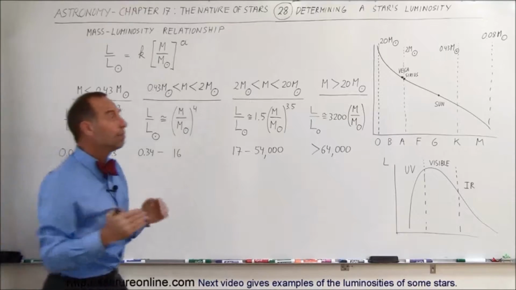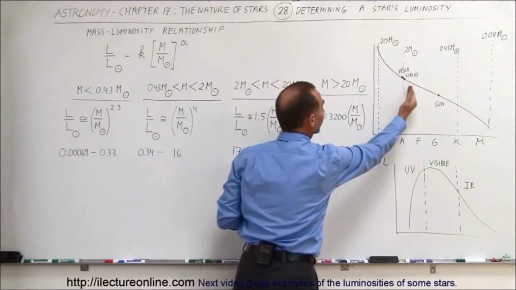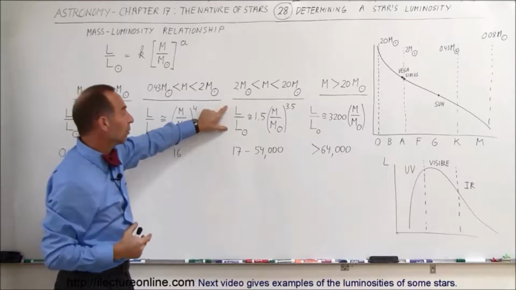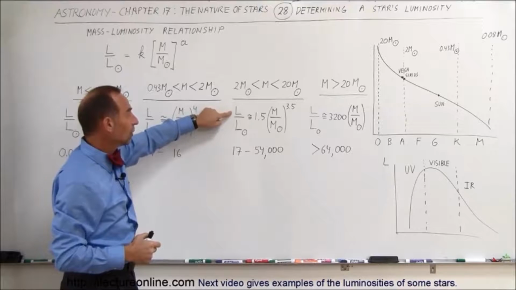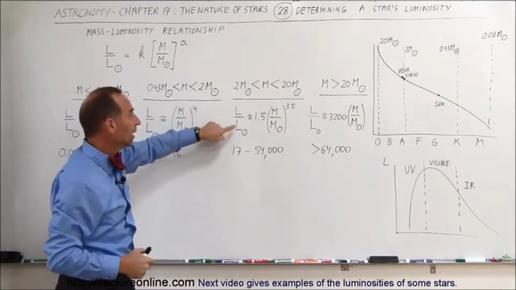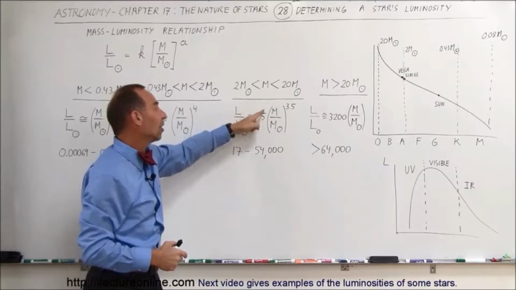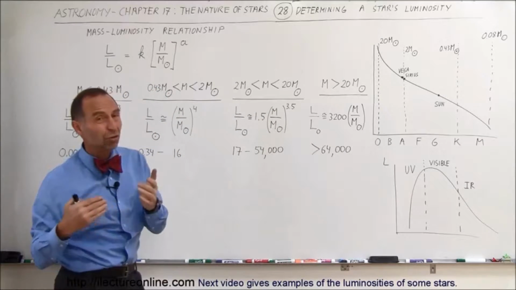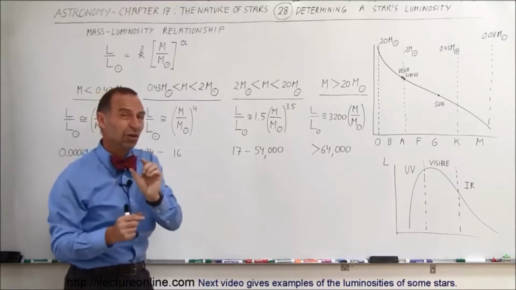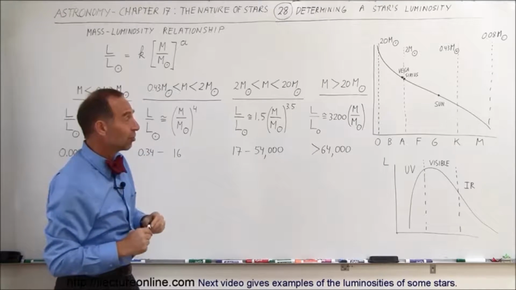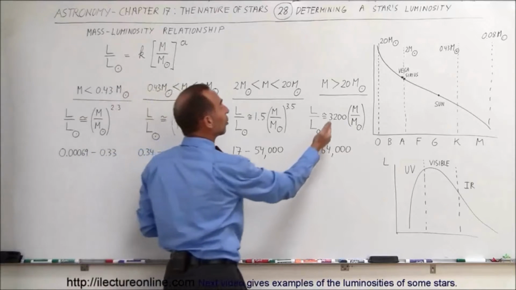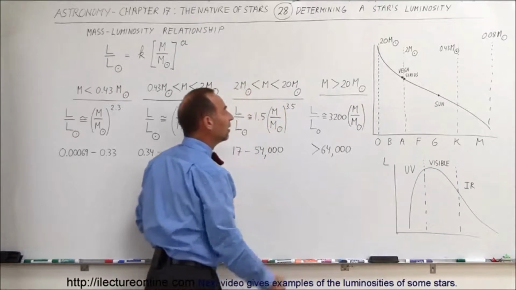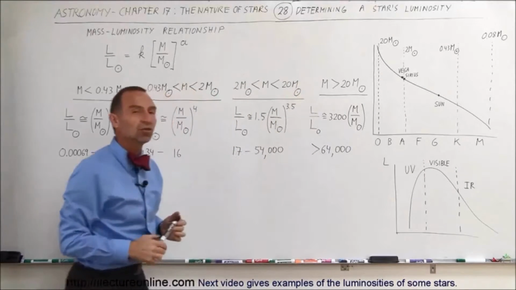Then when we talk about the bigger stars, bigger than Vega and Sirius, which are now in the range from 2 to 20 times the mass of the sun, the relationship changes to the ratio of the luminosity of the star to the luminosity of the sun is about equal to 1.5 times the ratio of the masses to the 3.5 power. And finally, for any stars greater than 20 times the mass of the sun, which is a very rare type of star, there's not very many stars with that kind of mass, it's simply 3,200 times the ratio of the mass of the star divided by the mass of the sun, and that gives you the luminosity relationship.